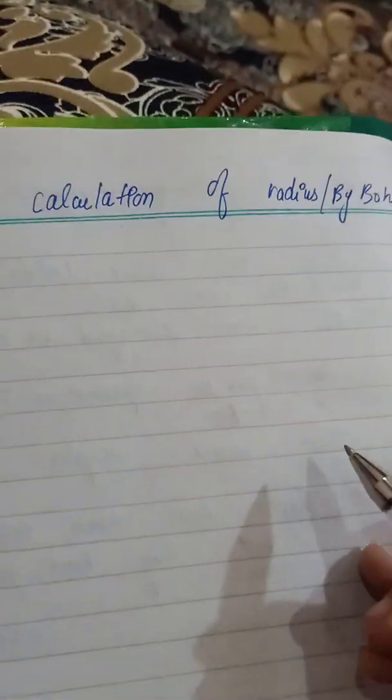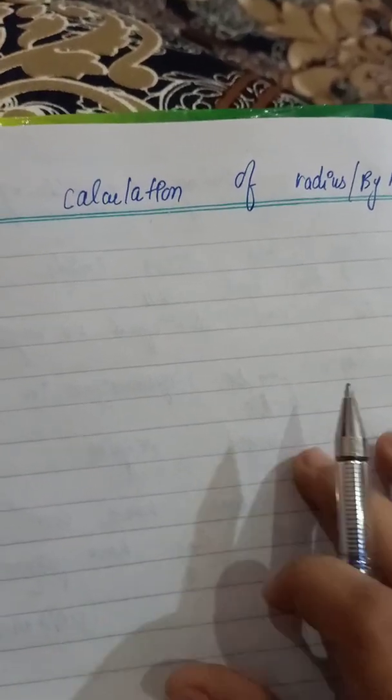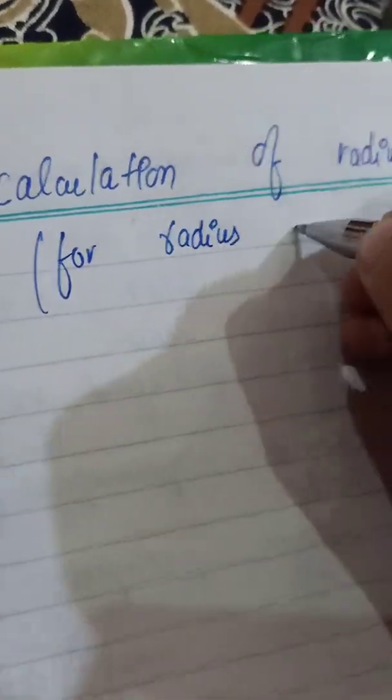As we know, the radius is a length, and the unit is angstrom, which is always a length. So talking about radius, for radius we want the orbit, as we all know.